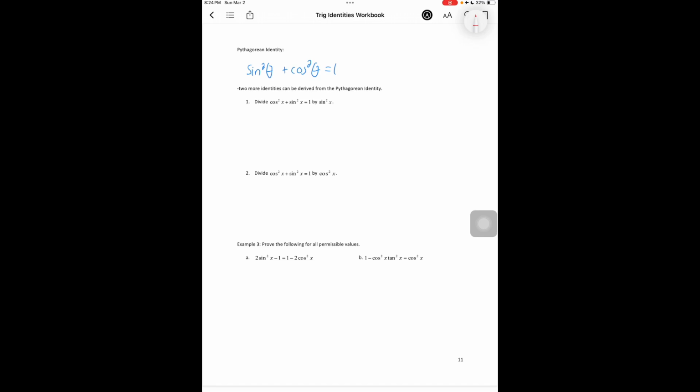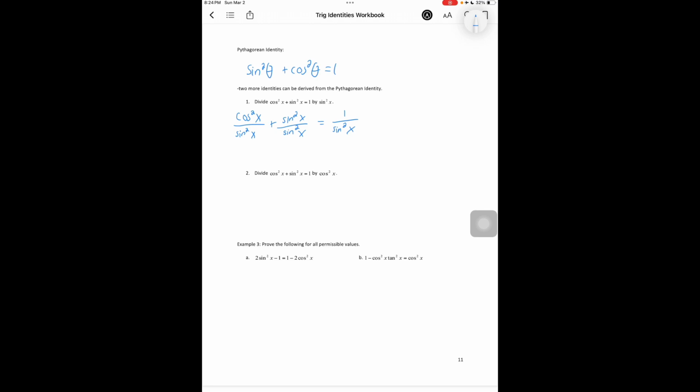That means we're going to use it somewhere here. So divide cos squared x plus sine squared x equals 1 by sine squared x. We just replace theta with x in this case. So here, cos squared x divided by sine squared x plus sine squared x divided by sine squared x equals 1 over sine squared x.